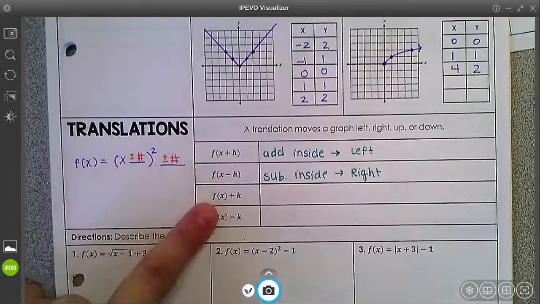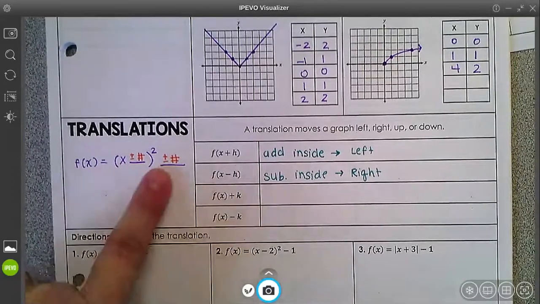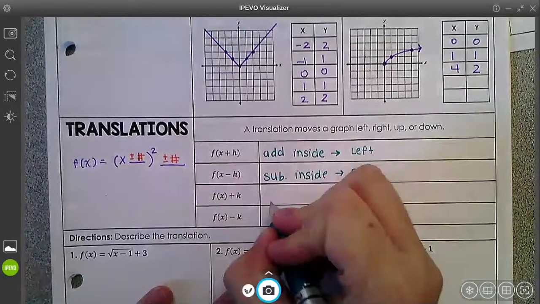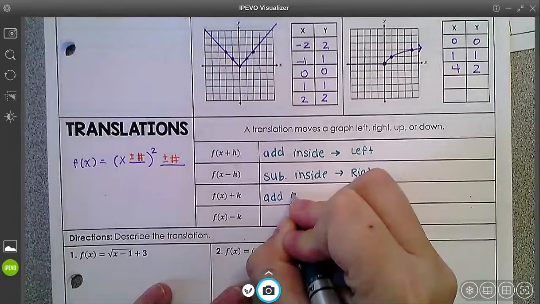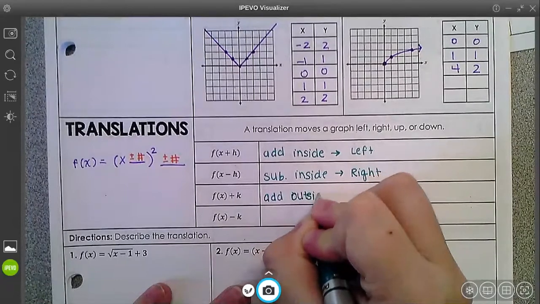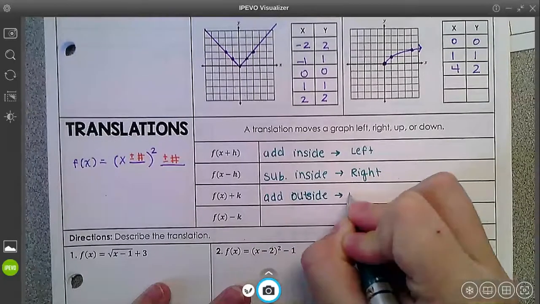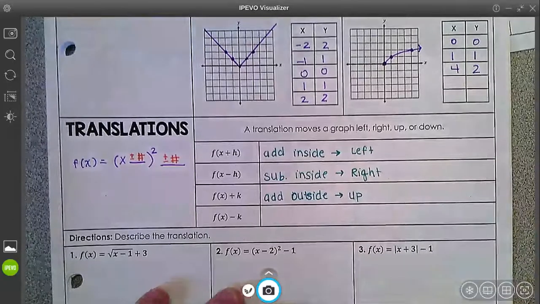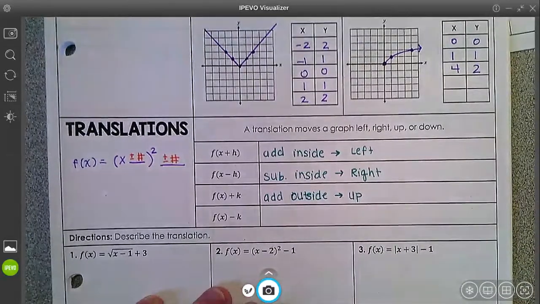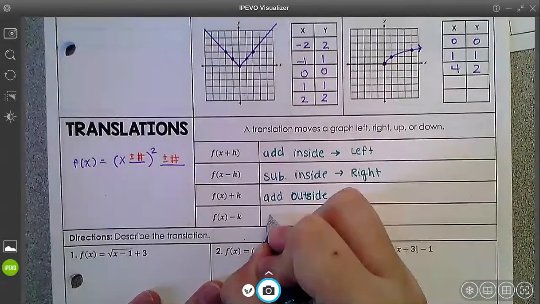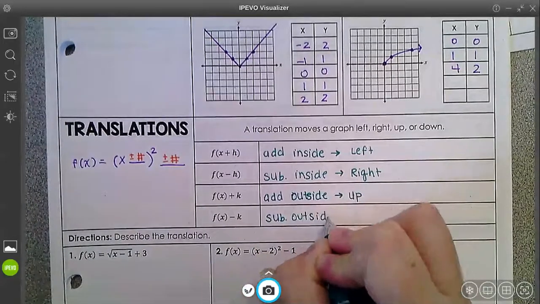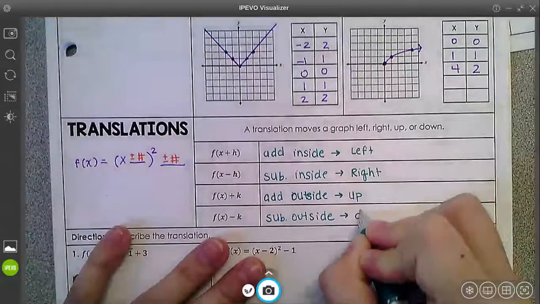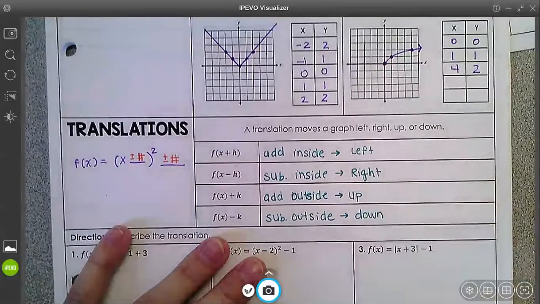Now for the other ones, if I'm adding or subtracting on the outside, that moves up and down. So add outside moves up, not opposite from what you would think. And subtracted outside moves down.